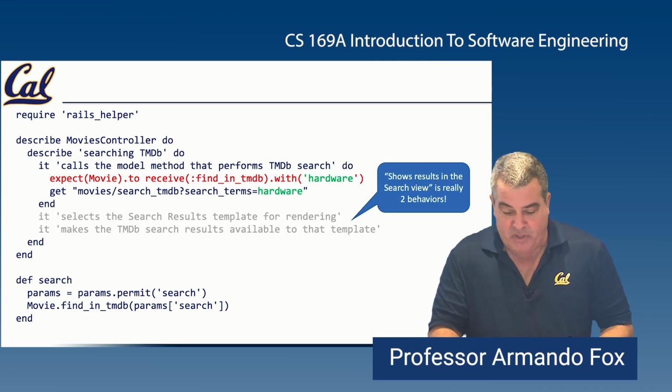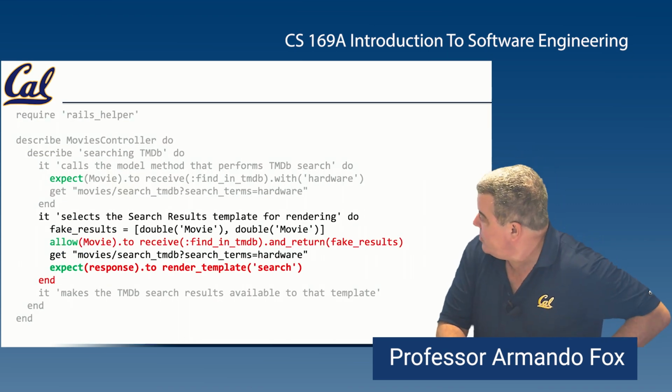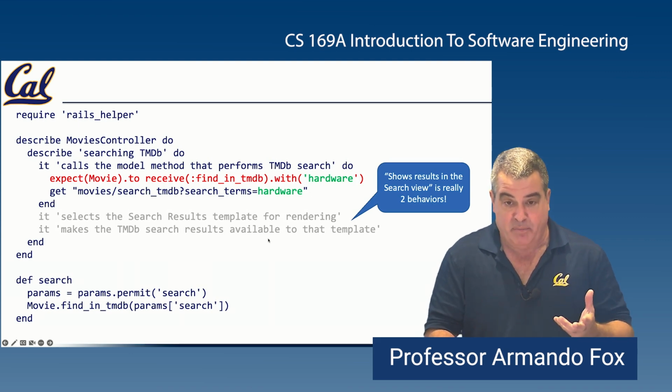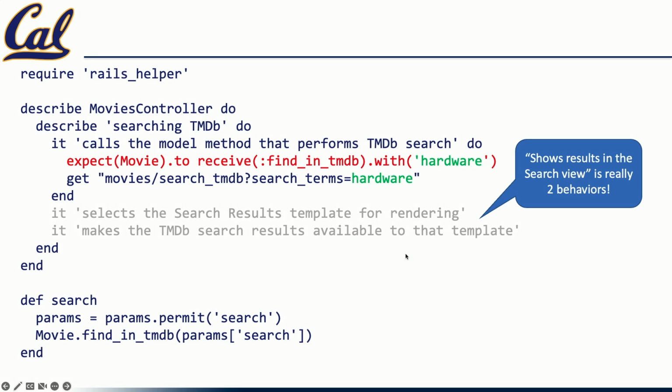Now if we go on to the part where we said that it will show the results in a search view, that's really two behaviors. One is making sure that it selects the right template for rendering. The other is that it makes the results available, that whatever data it got from find in TMDB becomes available in the view. And that second part, you can see we're going to fall down on, because right now our controller code, as implemented, calls find in TMDB, but it doesn't actually assign the return value to anything. And also, by the way, this function doesn't exist. So there is no return value that we could assign. That's the part that we have to address next.